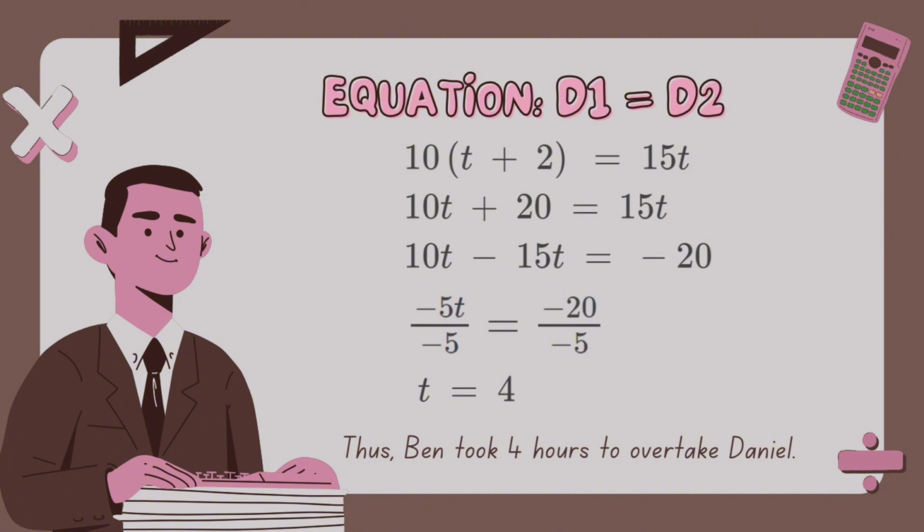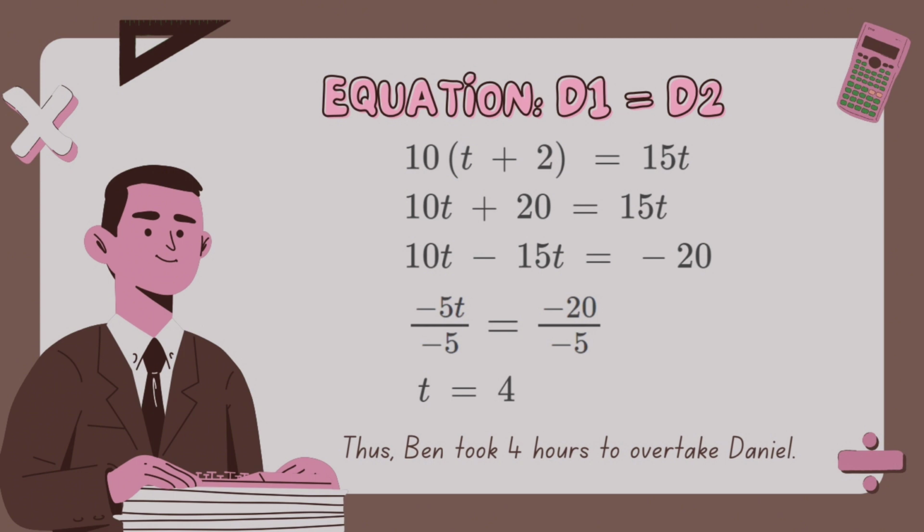Now, we're going to solve the value of t. Using the equation, let's distribute distance 1. So, our distance 1, 10 times t plus 2, will become 10t plus 20 equals 15t. Now, we're going to transpose 20 to the right, then 15t to the left. So, our equation will be 10t minus 15t equals negative 20.